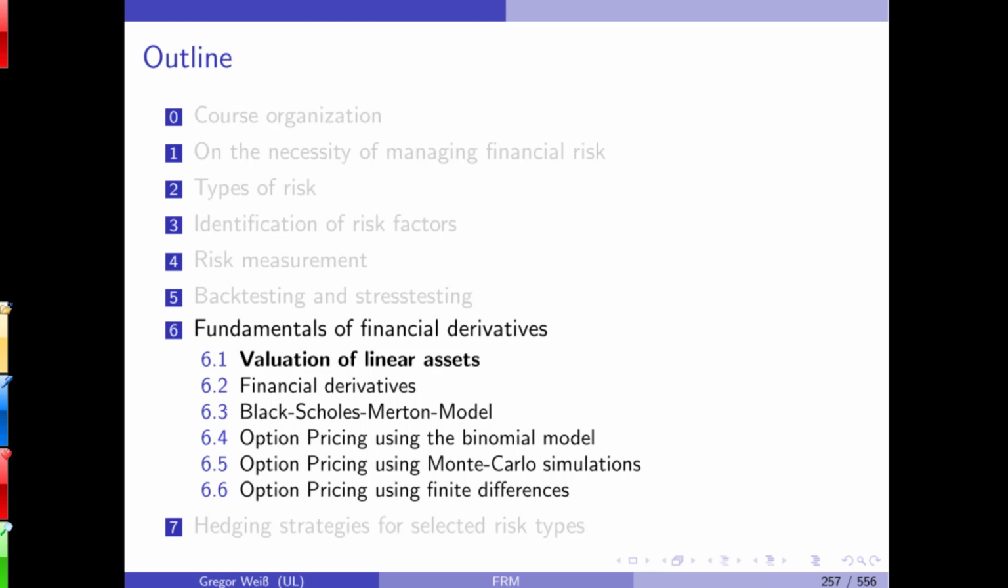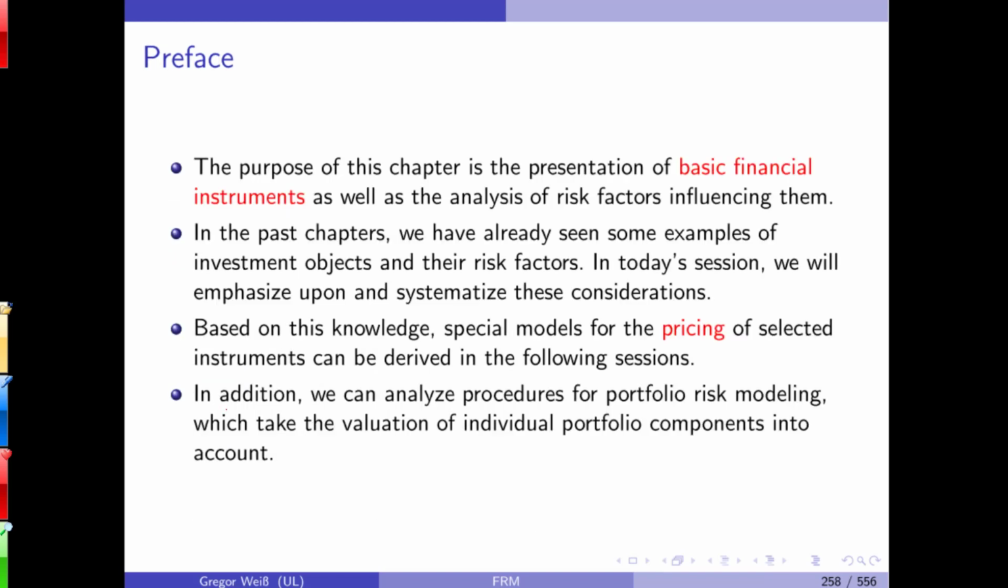We'll need to think a little bit more how to come up with a price for a stock, a bond, and some other linear assets. Then I'll explain to you what a financial derivative is, give you some examples, and then we'll discuss probably the most famous model there is in finance, the Black-Scholes-Merton model for option pricing. Nobel Prize winning model, and very simple, but a very fundamental model in finance. So let's start with the pricing of basic financial instruments.